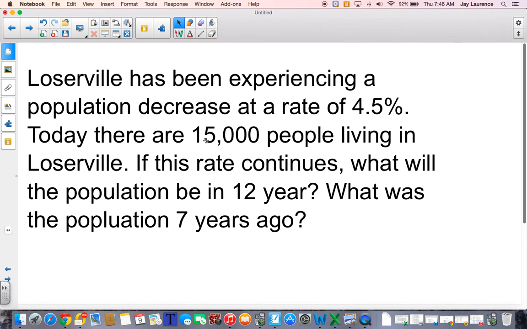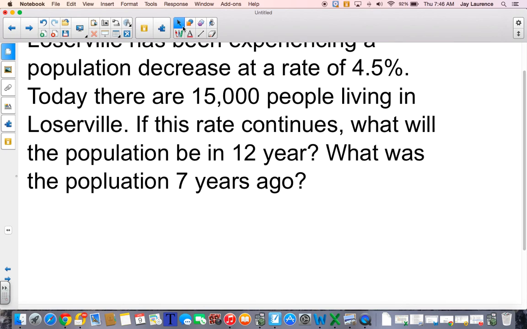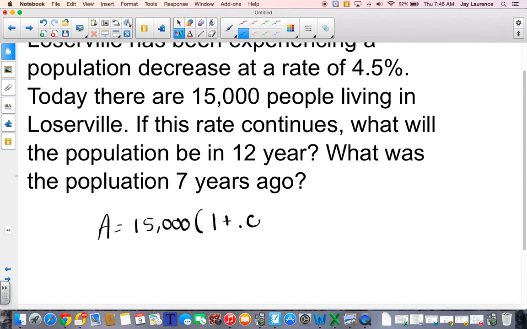Today, there are 15,000 people living in Loserville. If this rate continues, what will the population be in 12 years? Oh, yeah, there should be an S on there. Sorry about that. Okay, so let's just set up our equation. A is going to equal 15,000 and 1 plus 0.045, because I just moved the decimal point back 2 places. That's dividing by 100. And I'm going to raise it to the 12th power.